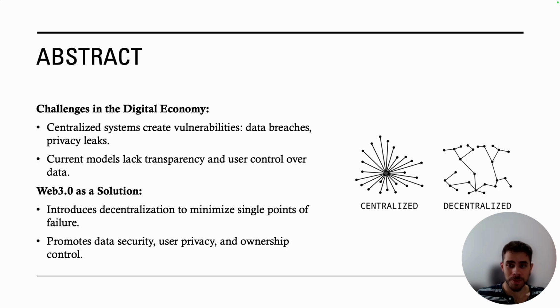So, to start off, this paper focuses on centralization, which is a key issue in today's digital economy. It often leads to data breaches, to privacy leaks, and overall unfair control over users' information. In the paper, the author suggests that Web 3.0, which is decentralized, can help us and solve these problems. They explore how it can be applied in many areas, like machine learning, finance, and so on, in order to guide us towards a more secure economy.